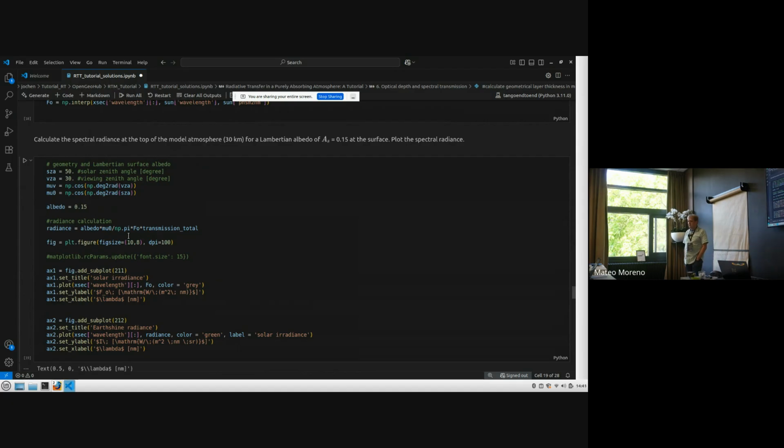Yeah, and on the data file. Yeah, the solar spectrum is a different file.